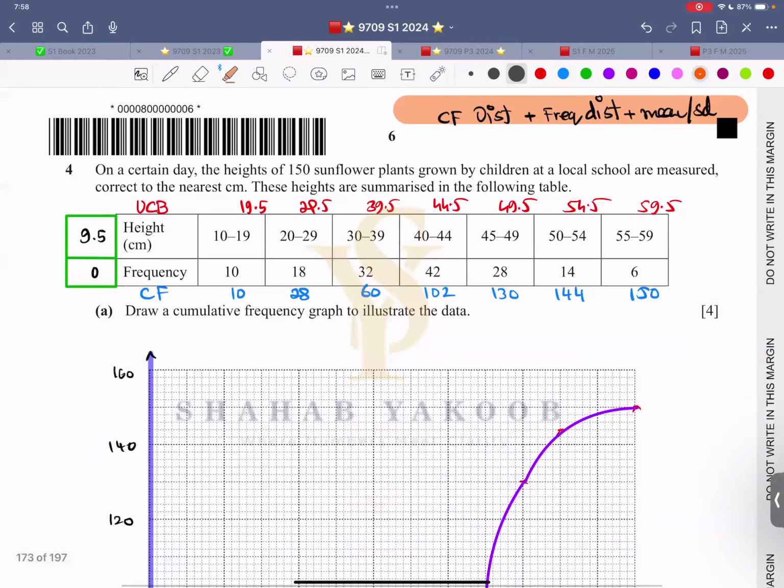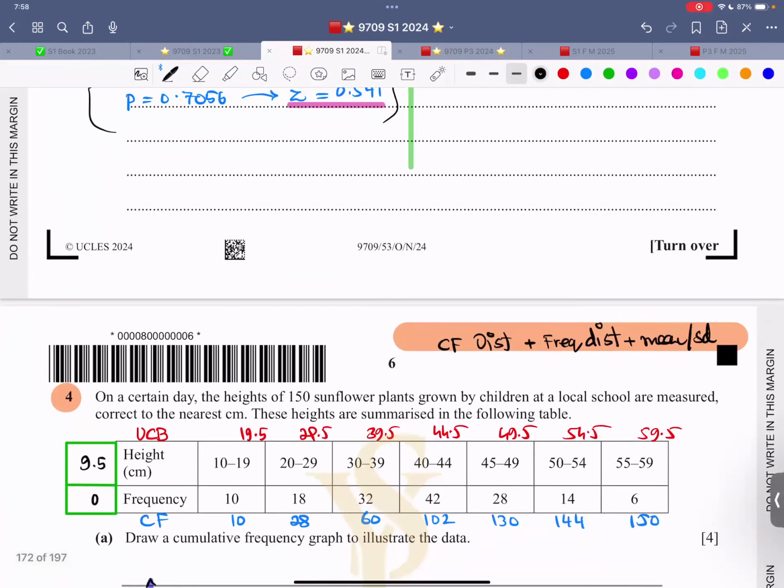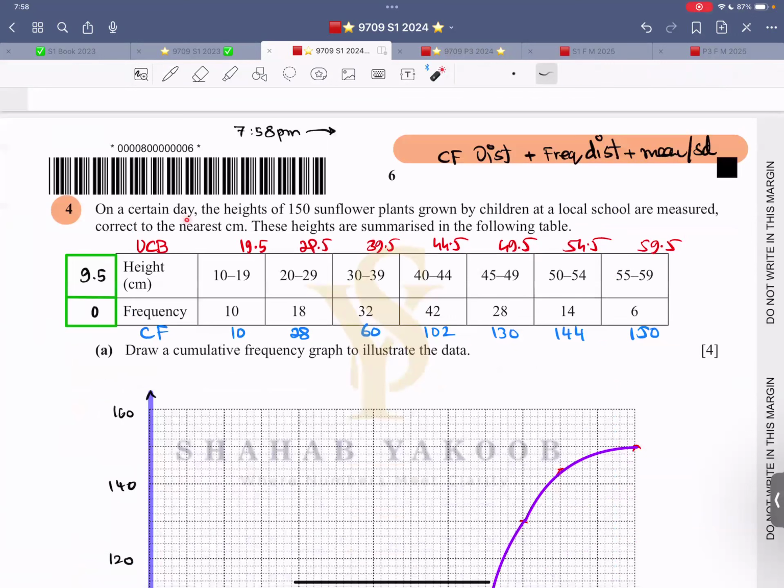Now let's look at question number 4. And now the time is 7:58. Let me write it over here. We are starting. And then it says, on a certain day, the heights of 150 sunflower plants grown by children at a local school are measured. Correct to the nearest centimeter. The heights are summarized in the following table.